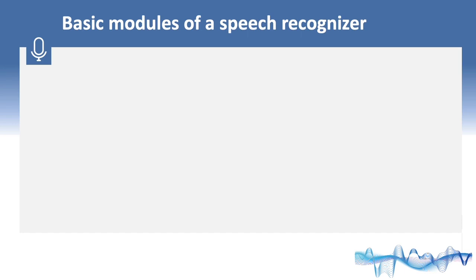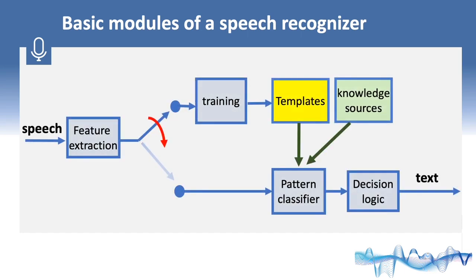In this session, we will introduce several basic speech recognition systems, especially HMM-based speech recognition. The basic modules of a speech recognizer include feature extraction, which represents a speech waveform as feature parameters; training, which generates templates for each model; and a pattern classifier, which analyzes the pattern of the input data based on the pre-trained templates. The recognized result will be output with a kind of decision logic. Sometimes knowledge sources are also used to help the pattern recognition process.